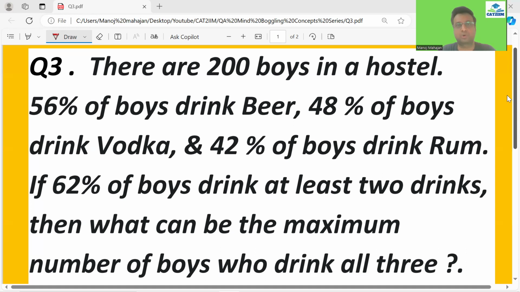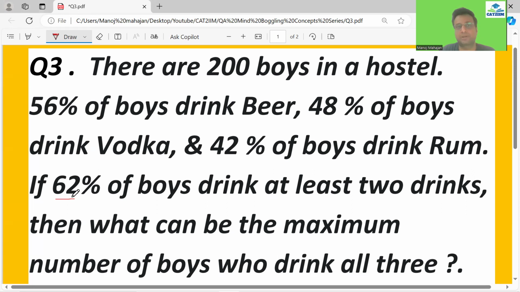So let's first have a look at the problem out here. There are 200 boys in a hostel. 56% of the boys drink beer, 48% of the boys drink vodka, and 42% of the boys drink rum. What is further given is, if 62% of the boys drink at least two drinks, then what can be the maximum number of boys who drink all three?